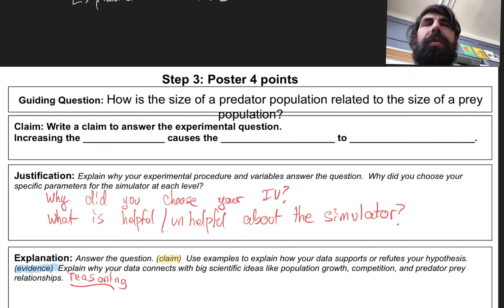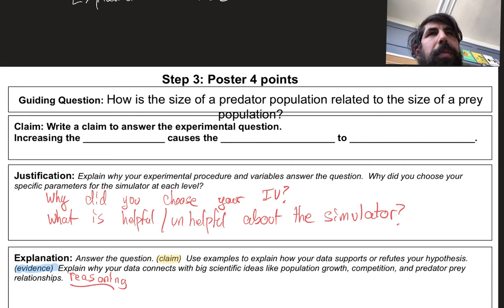Changing the population of the wolves had no effect, increased, or decreased the population of the sheep. Changing the food source, the food in the grass, increase, decrease, or had no effect on the population of sheep, right? Talk about how your variables affected these populations. Write a claim that helps you answer the question.